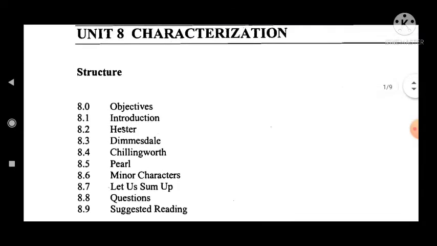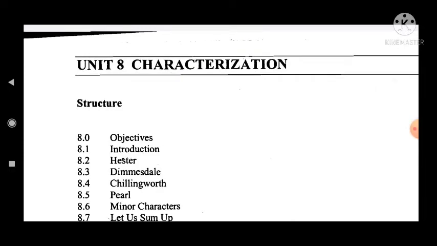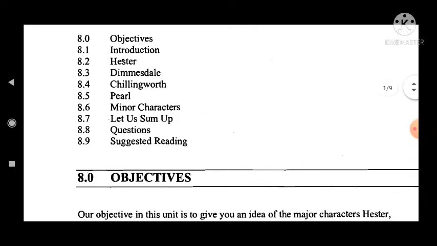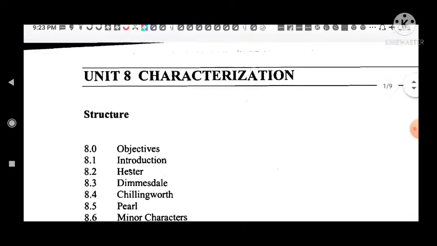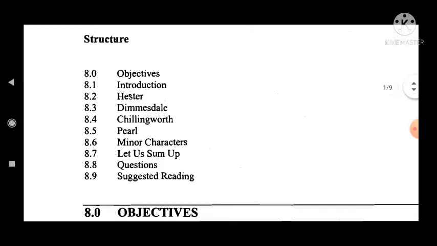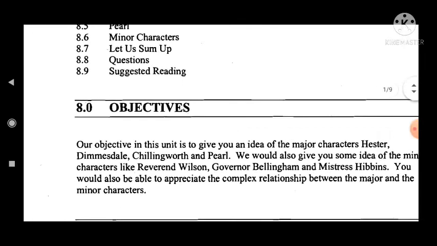Okay, so we will go to Unit 8, Characterization, that is MEG 6 American Literature, The Scarlet Letter: Characterization. We will go through the objectives, then the introduction, then Hester, Dimmesdale, Chillingworth, Pearl, minor characters, some questions, and suggested reading. So come to the text.